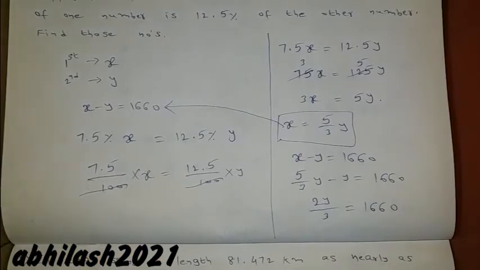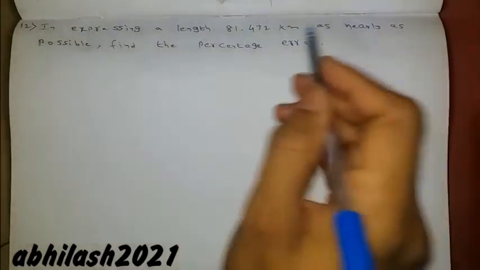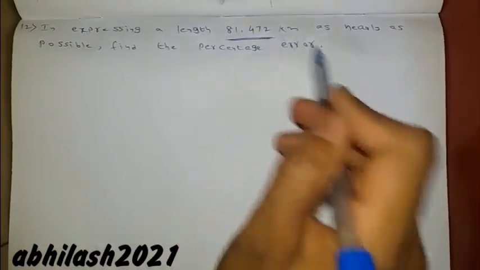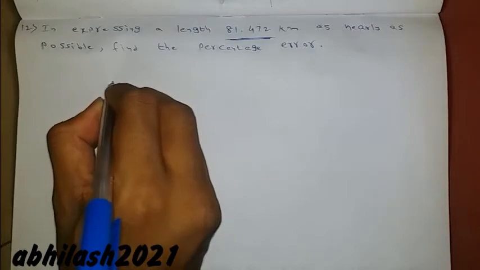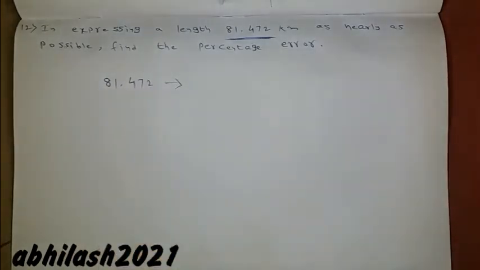Okay, let's move to the next question. In expressing a length 81.472 kilometers as nearly as possible, find the percentage error. So he said, clearly we need to express this given kilometers as near, means 81.472 kilometers will be expressed as.